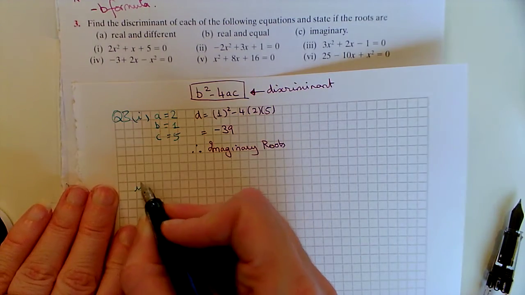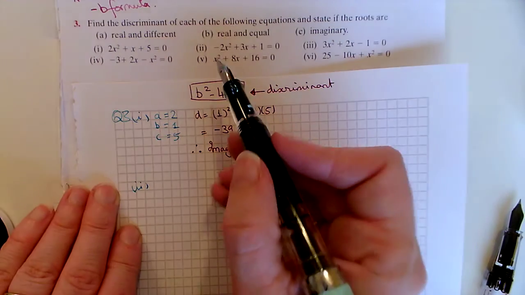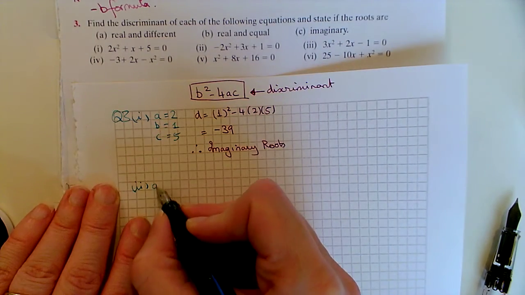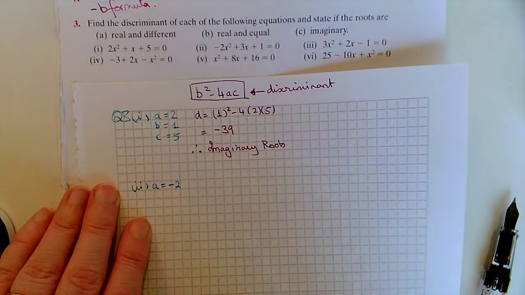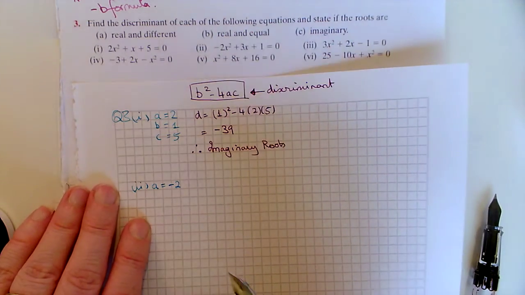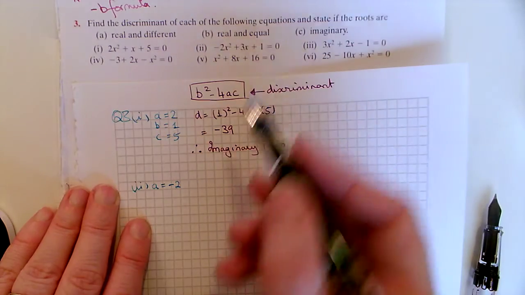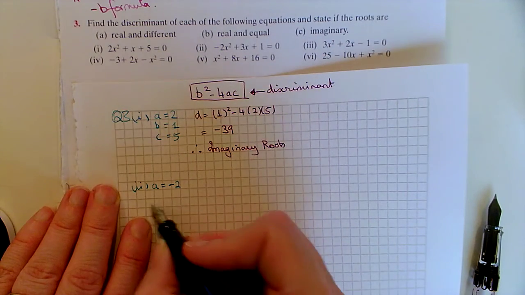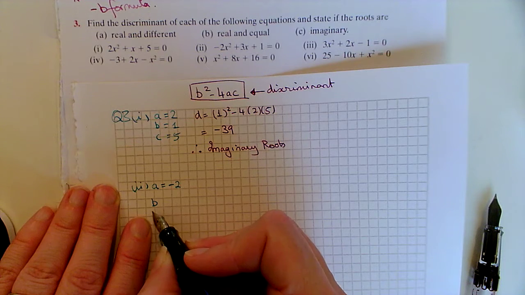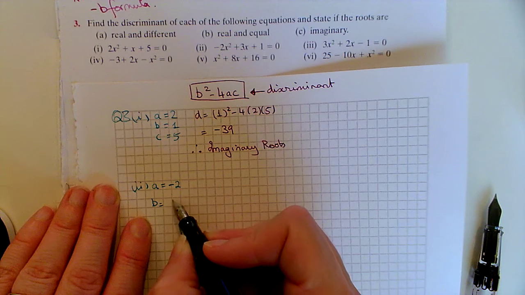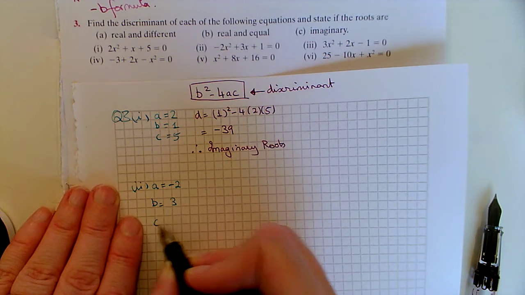Part 2. Part 2 is here. A is minus 2. Now, the minus b formula works even if you have a negative in front of the x squared. You could change all the signs if that's what you prefer to do. B is 3 and C is 1.